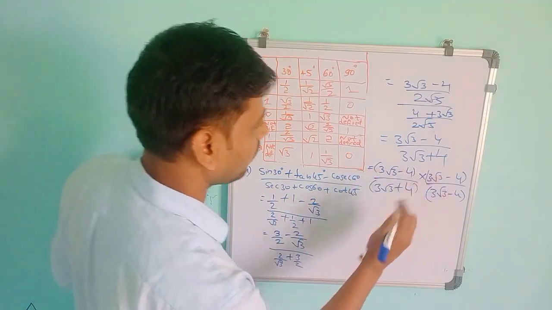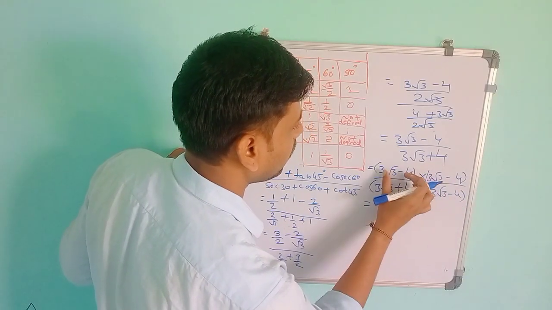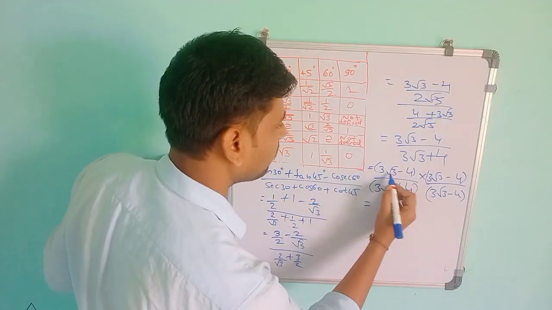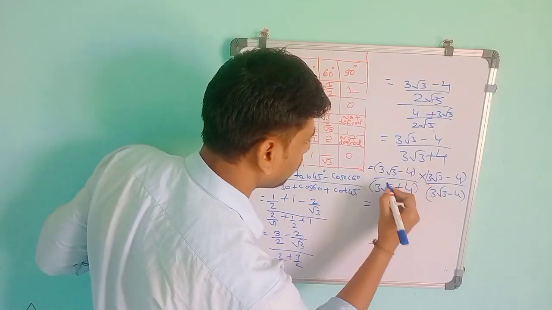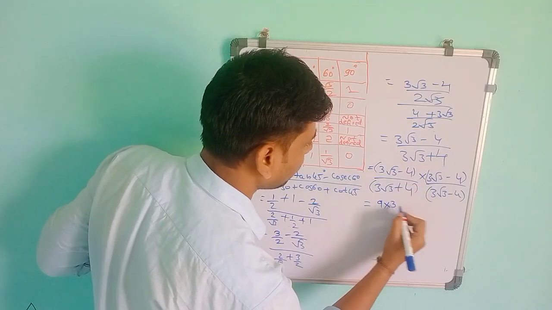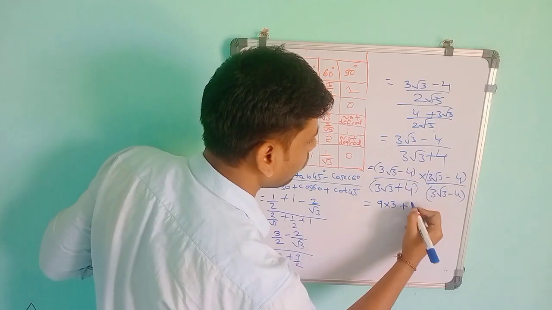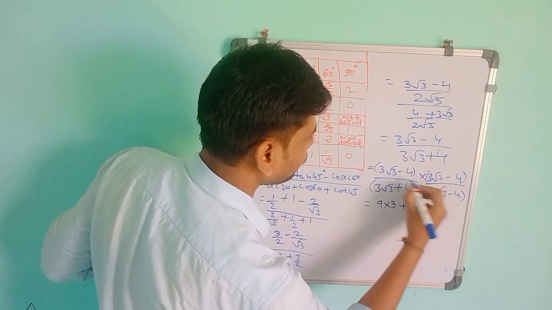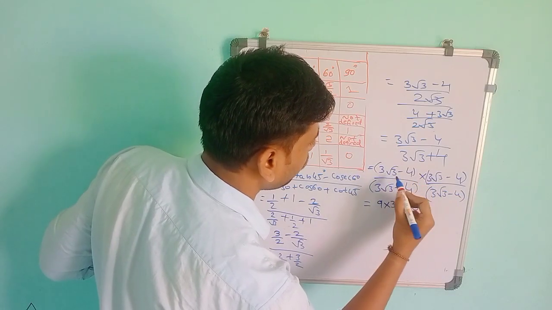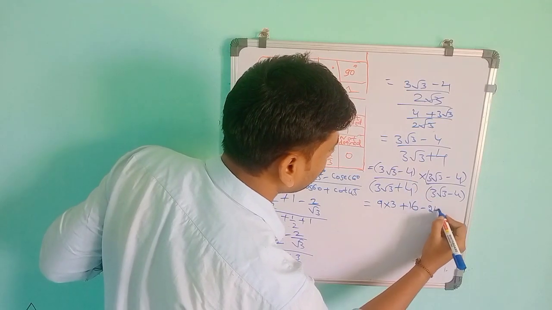So 3 into 3, 9. This is a minus b, so it will be a minus b whole square. a square is 3 root 3 whole square. 3 square is 9, then root 3 whole square is 3. So 9 into 3, plus this 4 into 4, 4 square is 16. Then 2ab, 2 into 4 is 8, 8 into 3 is 24, so 24 root 3.